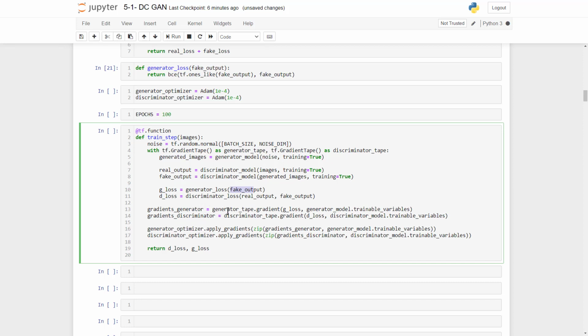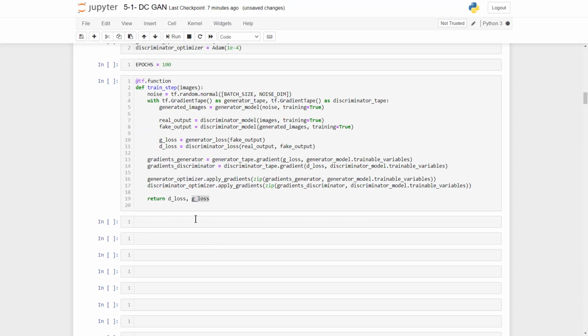For the generator gradients, we have the generator tape, which we had defined earlier here. The gradient of the loss, that's the G loss, with respect to all the generator parameters which are trainable. And then with the discriminator, we have the gradient of the loss with respect to the discriminator model parameters which are trainable. Once this is done, we now optimize our generator and the discriminator using the gradients and the model parameters. Then we return the discriminator and the generator loss.